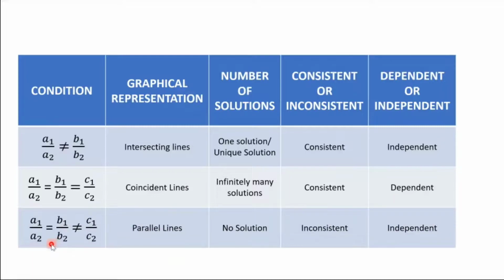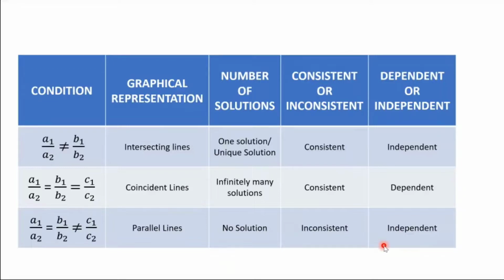In case a1 upon a2 is equal to b1 upon b2 but not equal to c1 upon c2, the graphical representation will be parallel lines. That means the lines will not intersect, hence there will be no solution. The system can be said to be inconsistent and the equations are independent. So this was all I revised in the previous video.